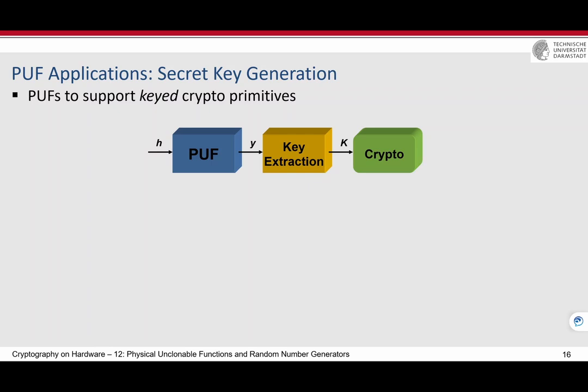To support crypto primitives, you have the PUF and the key extracted over the error correction and fuzzy extractor, and then it's used for crypto.